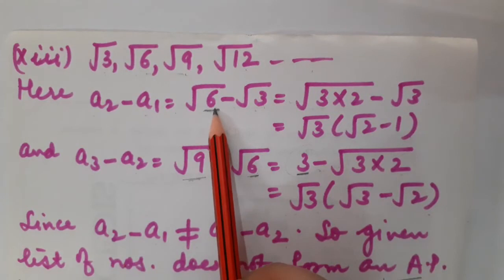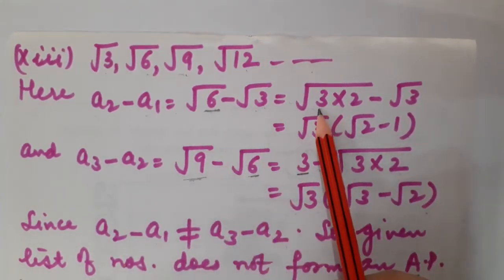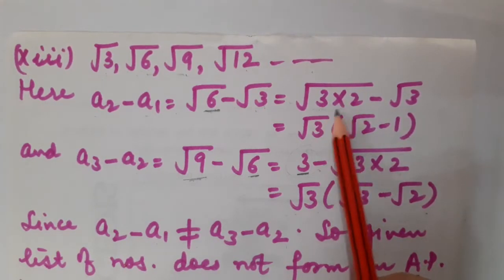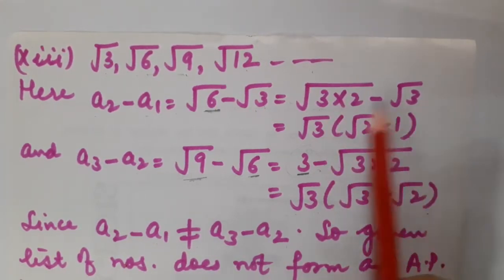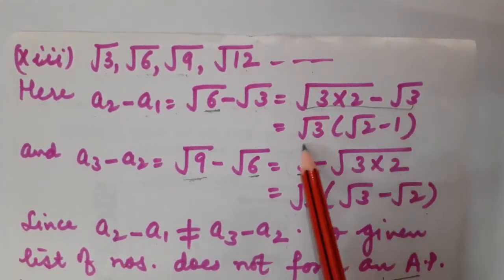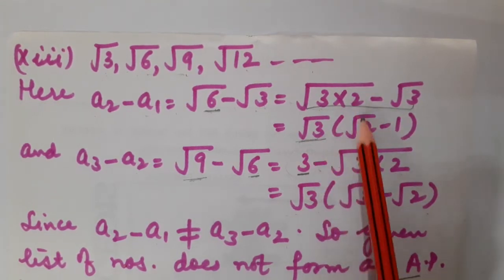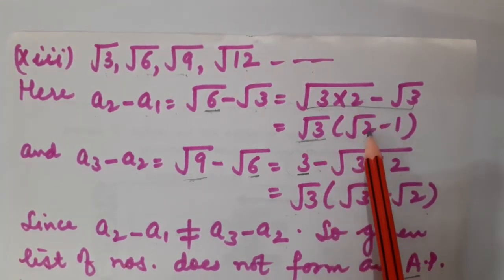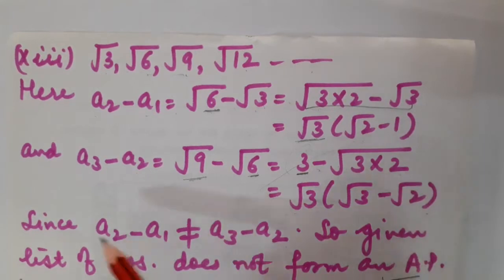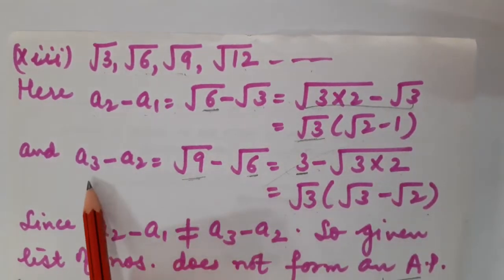Children, how can you write root 6? As it is not a perfect square, it can be written as root 3 into root 2, minus root 3. From these two terms, I am going to take root 3 as common. So what is left inside the bracket? It would be root 2 minus 1. Correct?